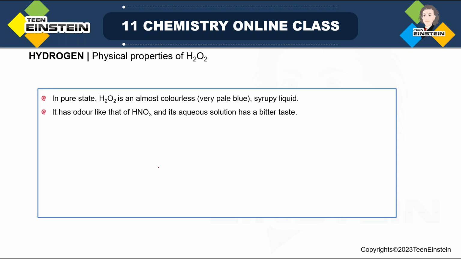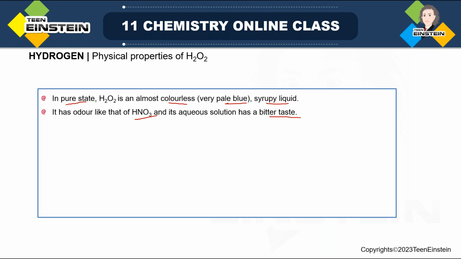Physical properties of H2O2. In its pure state, it is almost colorless, a very pale blue, syrupy liquid. So it is slightly viscous compared to water. If you look closely, if you have taken water in one container and H2O2 in another, you can differentiate them. It has an odor like that of HNO3. So this is another property by which you can differentiate.